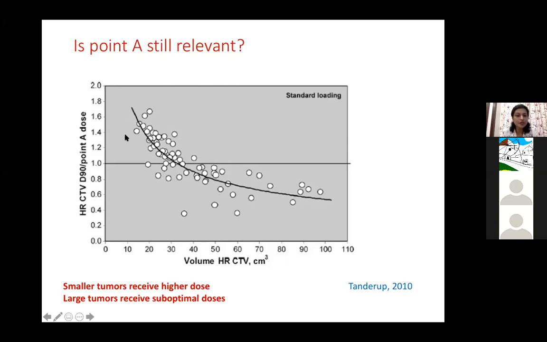However, it has been seen that smaller tumors sometimes end up receiving very high doses which are not required, and at the same time your larger tumors may receive suboptimal doses. And when smaller tumors receive very high doses, you could have increased doses to the organs at risk. So there is an opportunity for image guided adaptation, both in smaller tumors in reducing the doses to OARs, and for larger tumors in improving the target coverage.